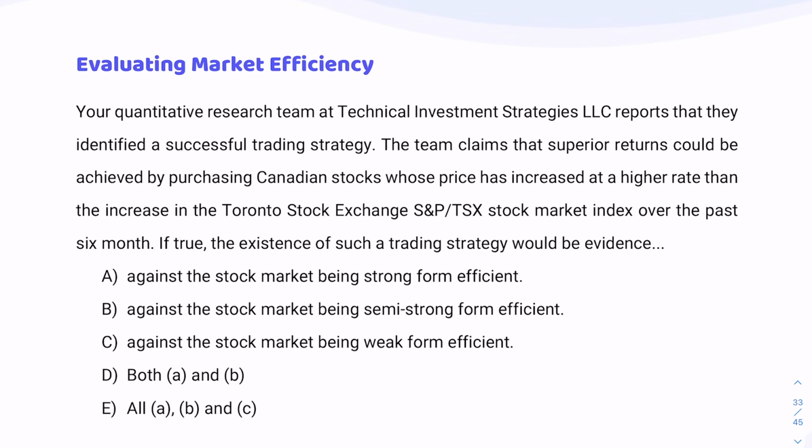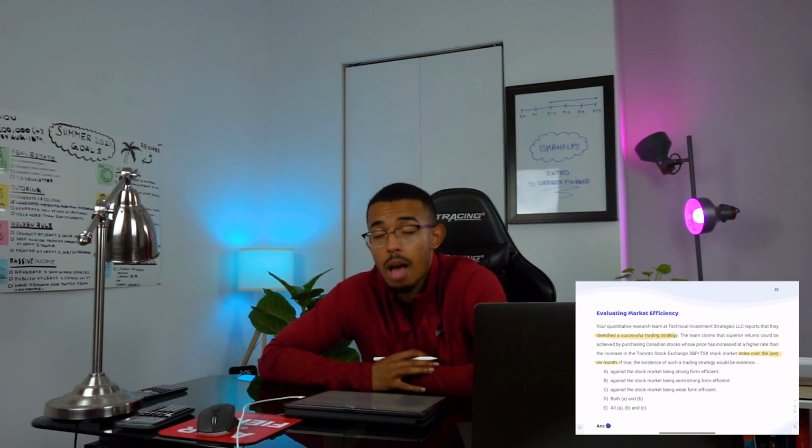So in this one, your quantitative research team at Technical Investment Strategies LLC reports that they identified a successful trading strategy. Already we have a clear pointer. They identified a successful trading strategy. The team claims that superior returns could be achieved by purchasing Canadian stocks whose prices have increased at a higher rate than the increase in the Toronto Stock Exchange S&P TSX stock market index over the past 6 months. Now that was a whole lot of text for absolutely no reason.